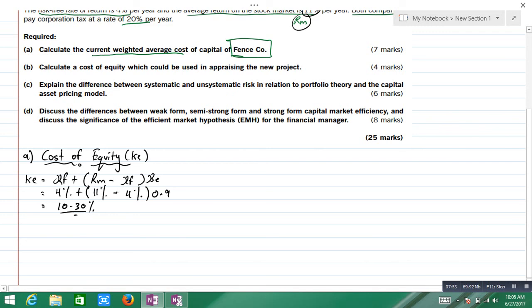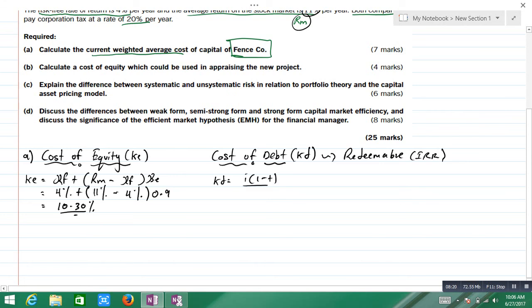Next, cost of debt, KD. So this is going to be, remember, redeemable. So we have to use IRR to find the cost of debt, the KD. So we start with the formula first: I1 minus tax over P0 minus F. So let's find the interest now.